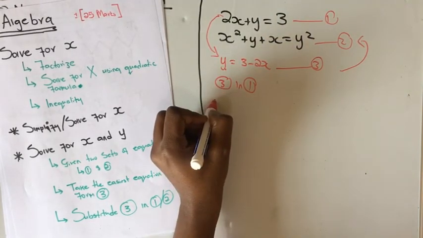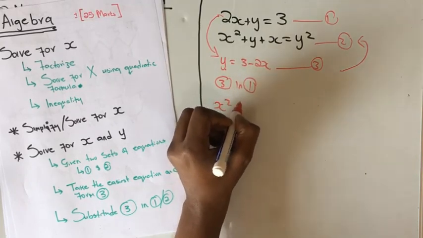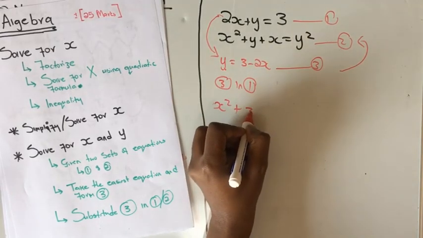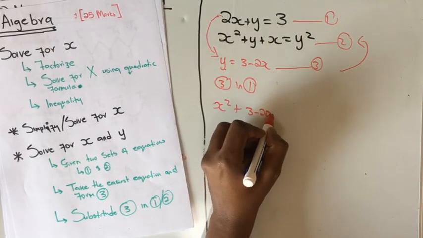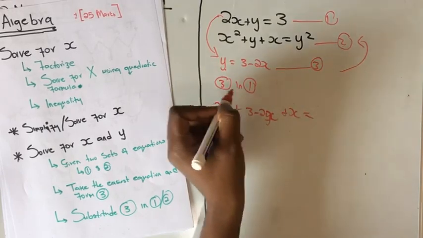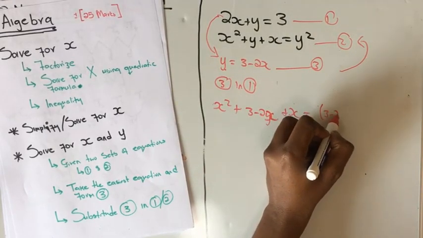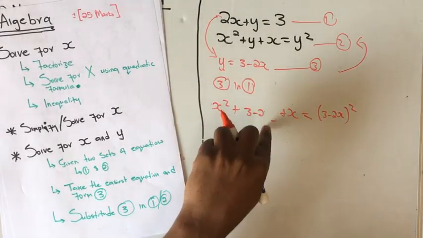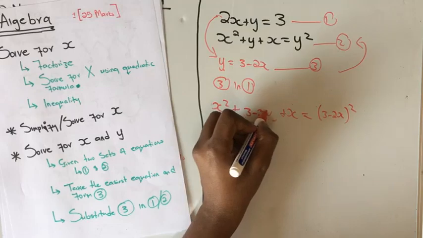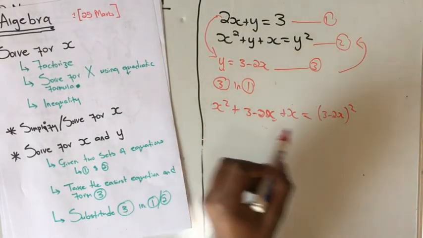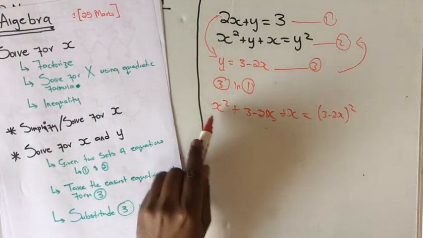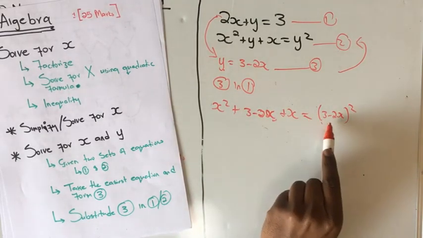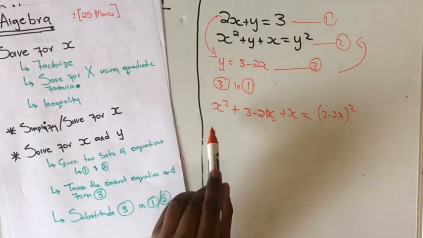Now I can easily say x squared plus my y there, but we said y is 3 minus 2x, so this is 3 minus 2x, and then plus x, that's equivalent to y squared, which is 3 minus 2x squared. Okay, so that's y, that's x. So now we have this equation. Can you see now? This is x squared plus 3 minus 2x plus x equivalent to 3 minus 2x squared. So now I can simplify this.